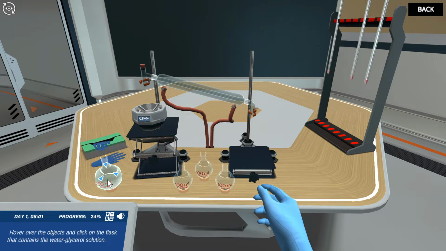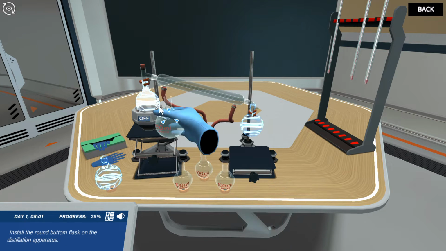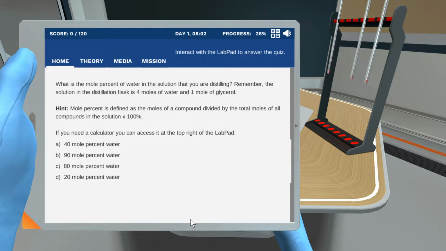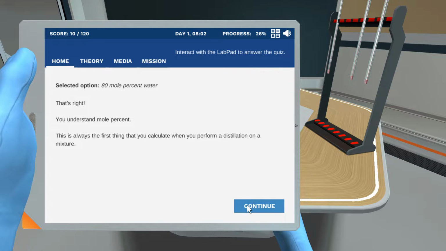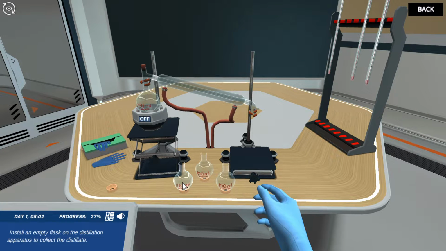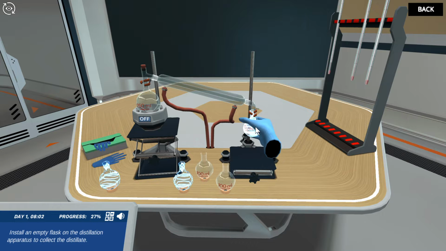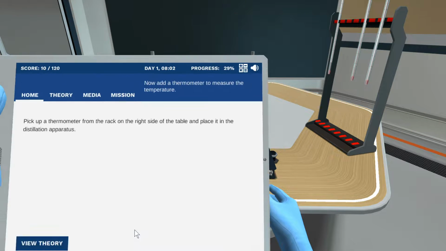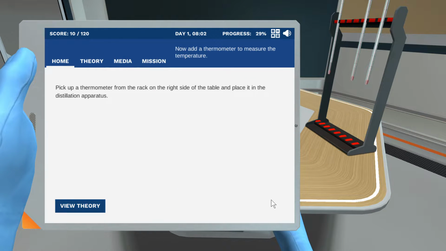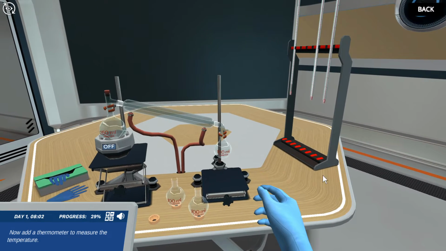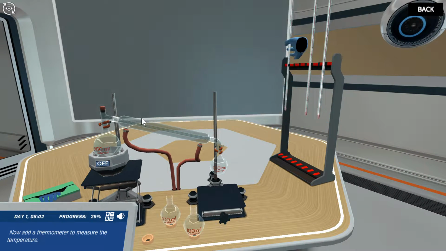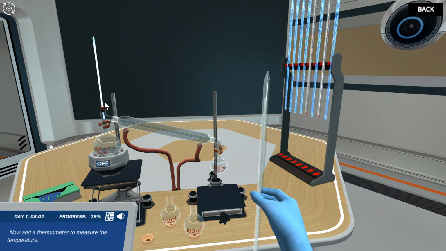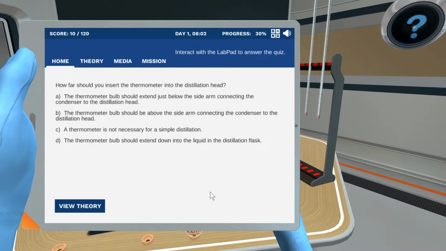Hover over the objects and click on Install the round bottom flask. What is the mole % of water in the solution that you are distilling? That's right. Install an empty flask on the distillation apparatus to collect the distillate. Now add a thermometer to measure the temperature. How far should you insert the thermometer into the distillation head?